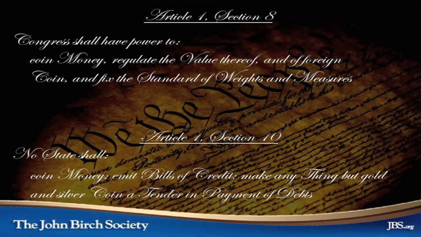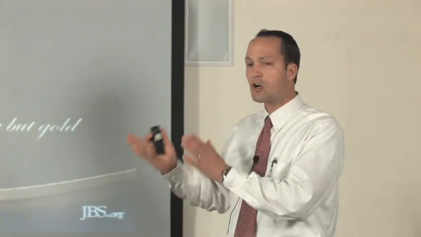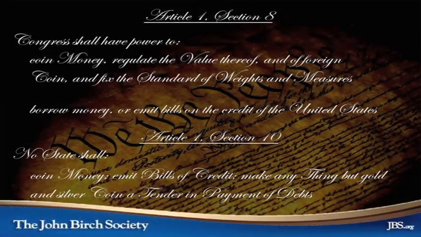Emit bills of credit. No state shall emit bills of credit. What does it say about Congress emitting bills of credit? I won't take the time to read the entire Constitution with you. It says nothing. The phrase emit bills of credit doesn't appear anywhere else in the Constitution. They don't have the power given to Congress. Now, they did talk about it. In 1787, they looked at the Articles of Confederation and found this line. It says, Congress should have the power to borrow money or emit bills, speaking of bills of credit, on the credit of the United States.